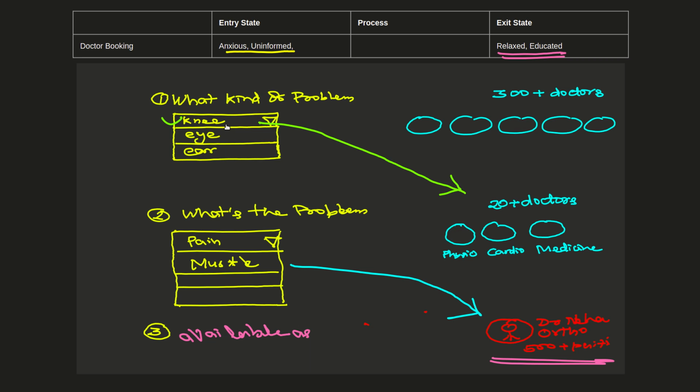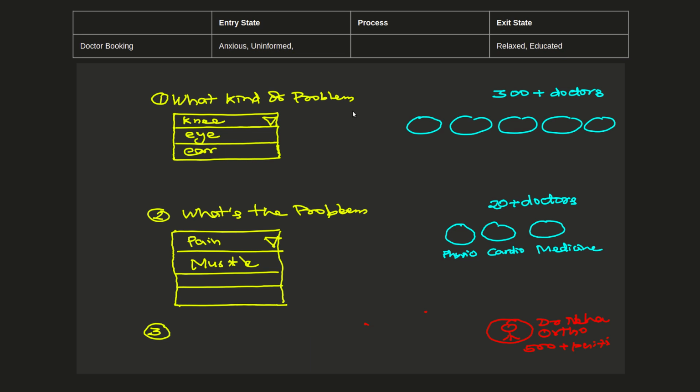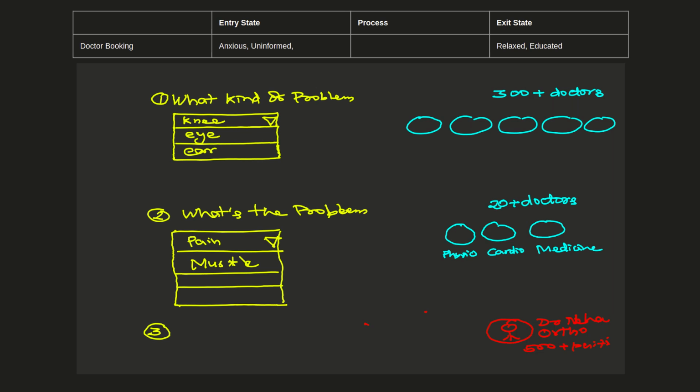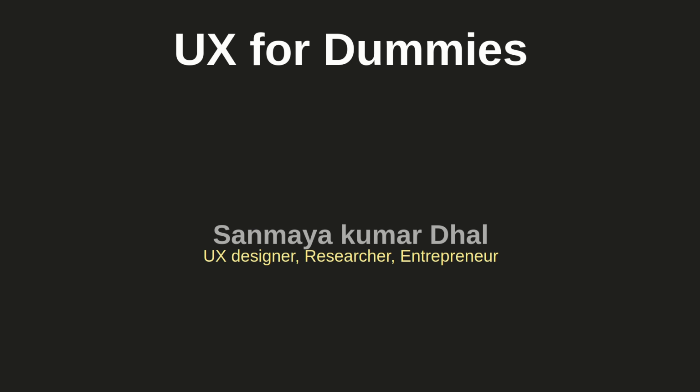So that's how. So hope you guys understood what I'm trying to say, right? And you have understood what the states are, and in every process, if you think about these things, you will be able to create these processes which will be helpful to achieve those exit states for you, right? So I will give you more examples, more of these case studies, okay, in my later episodes of UX for Dummies.